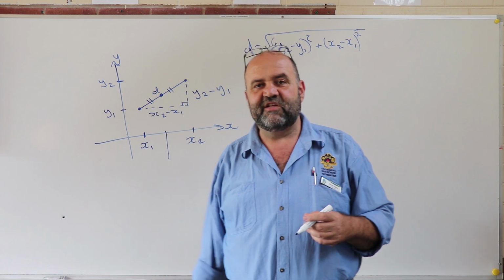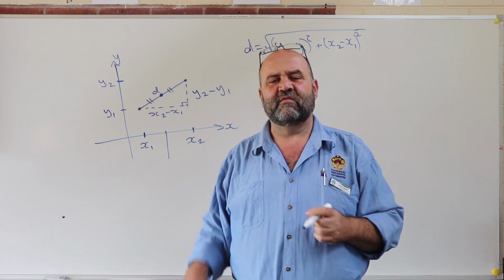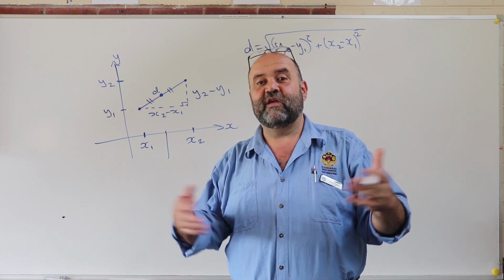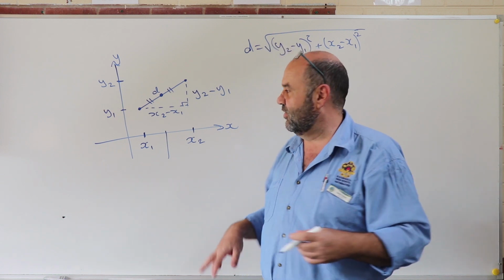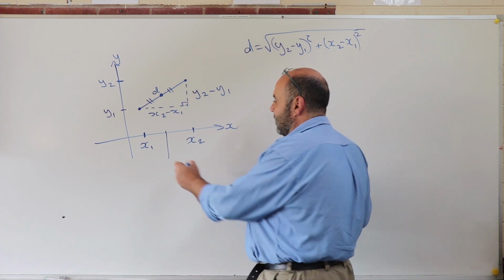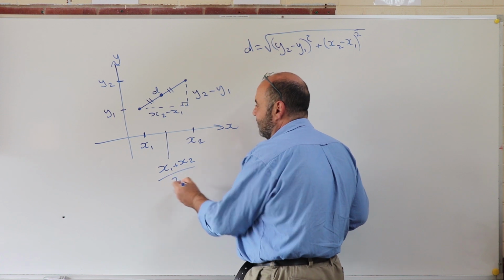Let's go back to our ages. I'm 21 and you're 16. How do I find the exact middle? Well, if you're thinking the easiest way to get the middle of two numbers is to get their average, you're completely correct. So the exact middle of x1 and x2 is going to be x1 plus x2 divided by 2.